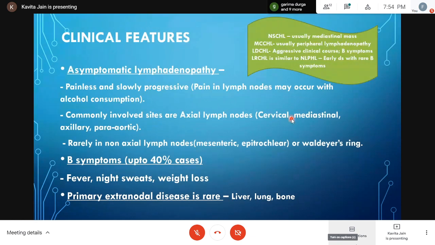So if we see according to the subtypes, nodular sclerosis usually presents with a mediastinal mass, stage 2 disease, and they are bulky mediastinal masses. And mixed cellularity and lymphocyte rich, they all have peripheral lymphadenopathy. However, lymphocyte depleted has an aggressive clinical course.